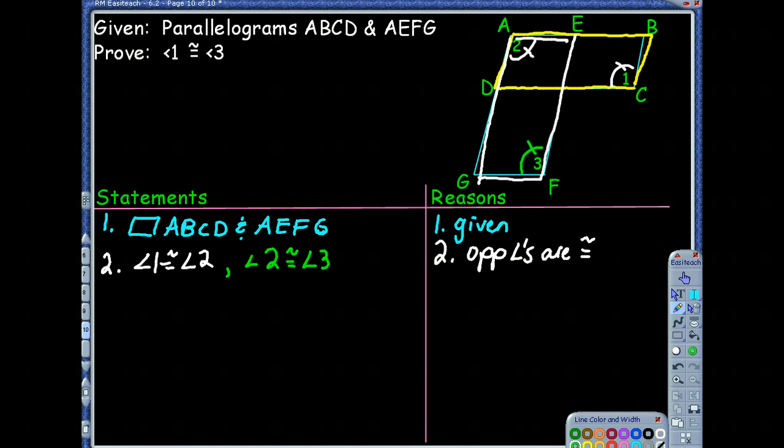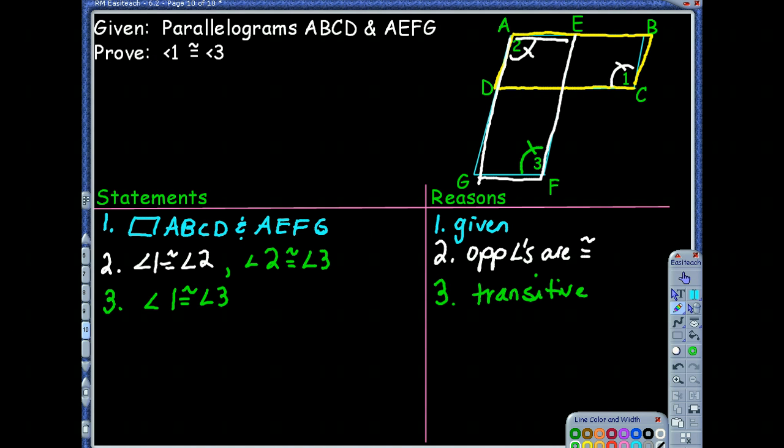Notice they're all marked congruent now, and I wanted to show 1 and 3 were congruent. I have it marked in the picture, but I haven't stated it. But that's a really easy one-step transitive problem, because they're both congruent to angle 2, so therefore they're congruent to each other. So angle 1 is congruent to angle 3 because of the transitive property.